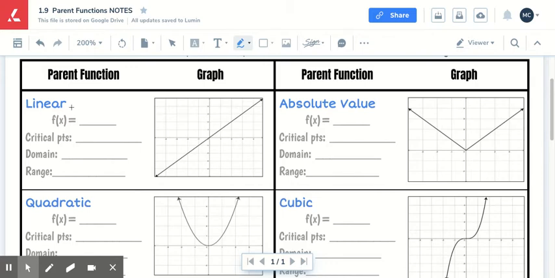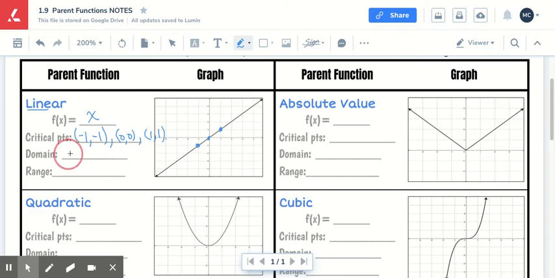So this first one is called the linear parent function. The equation of it is f of x equals x. This is what the graph looks like. Linear, the first four letters of it spell out the word line, and the graph is actually just a line. The critical points that we're going to look at on this one, these are going to be the ones that we'll use for transformations, are (-1, -1), (0, 0), and (1, 1). So on the graph, that would be (-1, -1), (0, 0), and (1, 1).